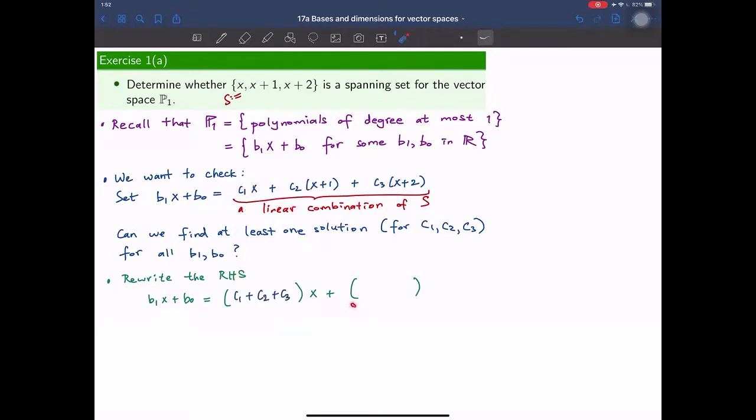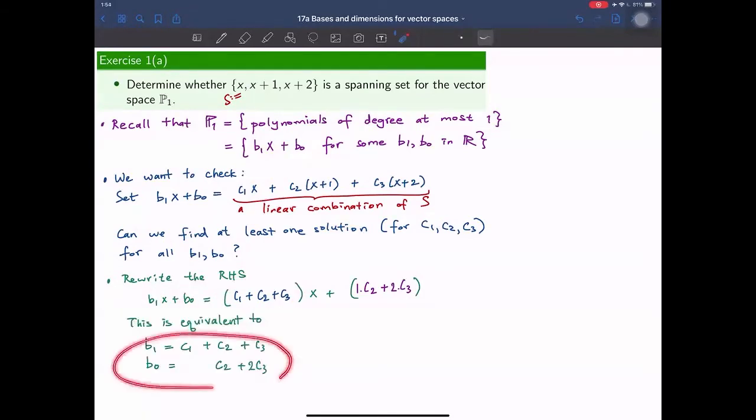And then for the constant terms, I should have 1 times C2 and then 2 times C3. Because of this equality, this means that B1 is equal to this sum and B0 is equal to this sum. We have a system of linear equations. So let's put this in augmented matrix form.